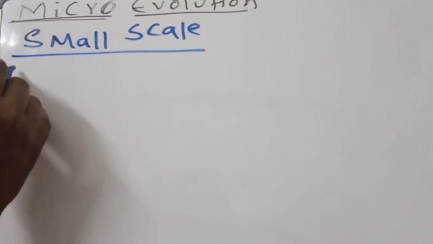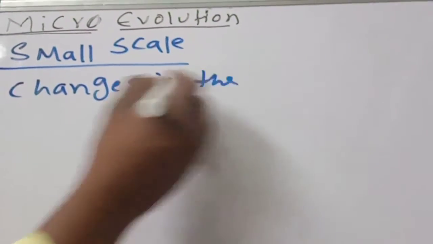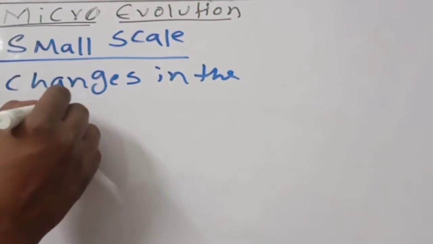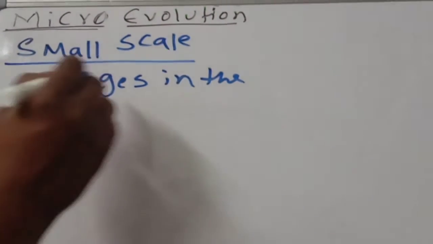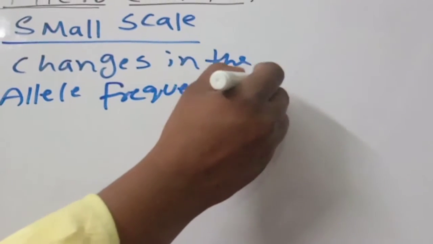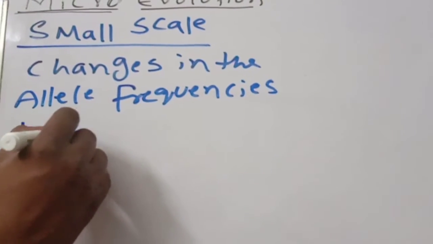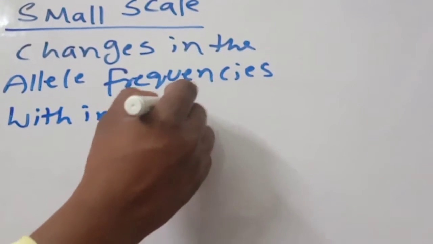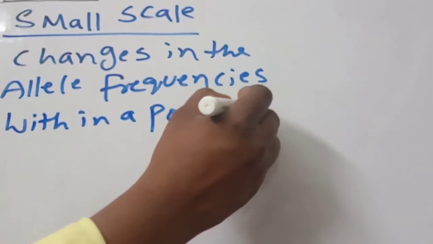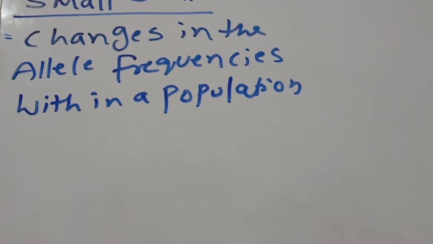Okay. So, microevolution refers to the changes in the allele frequencies. Changes in the allele frequencies within a population. Small changes in the allele frequencies within a population.